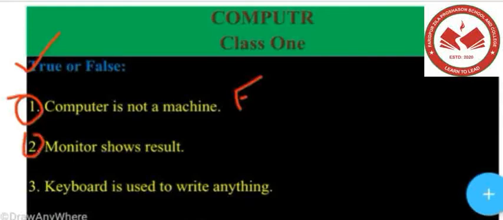monitor shows result. This is a true statement because we know that monitor is that kind of device by which we can see picture, any written document. So we can say that monitor shows result. In question number 3, keyboard is used to write anything. This is also a true statement, so we can write here T for true statement because we know that keyboard is that thing that is used to type anything, write anything, or to draw anything in computer.